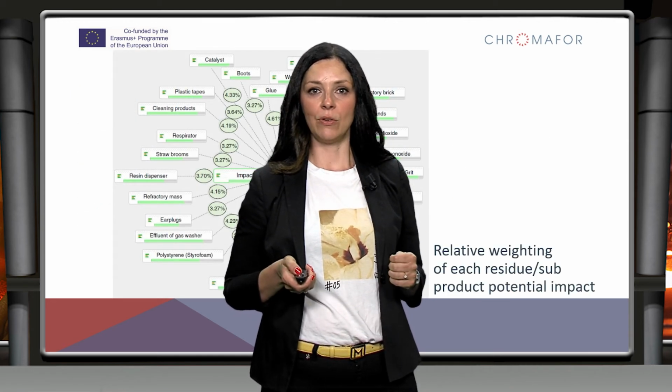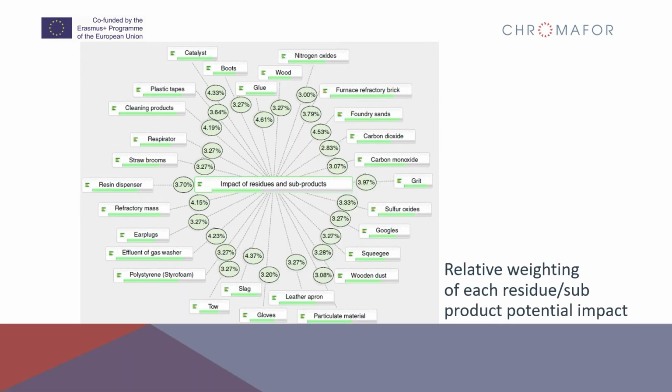In this graph, you can also find the relative weighting of each residue and subproduct's potential impact from an environmental point of view. This representation is also very important to understand which steps of the production process have more impact on the environment, and so to identify solutions to reduce the environmental impact of different steps of production processes.